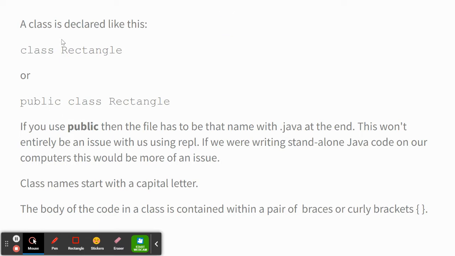Classes start with a capital letter. So see the capital R, or capital F for frog, or capital S for student. It'll work if it's not capital, but I want you to get in the habit of naming your classes with a capital letter. The body of the class, all the code inside, is inside of a pair of braces, the curly brackets.